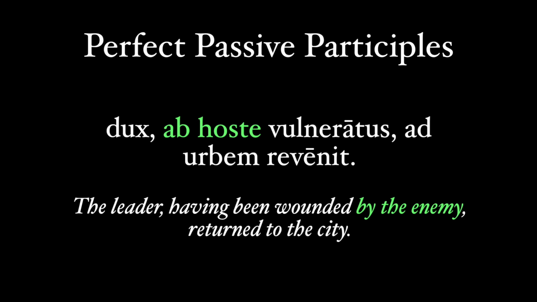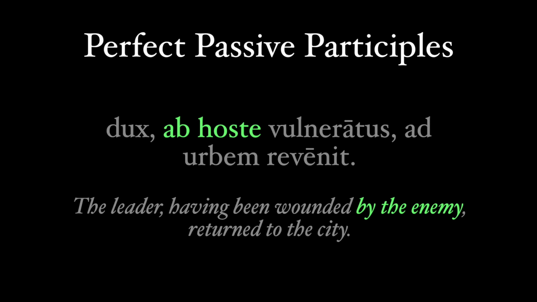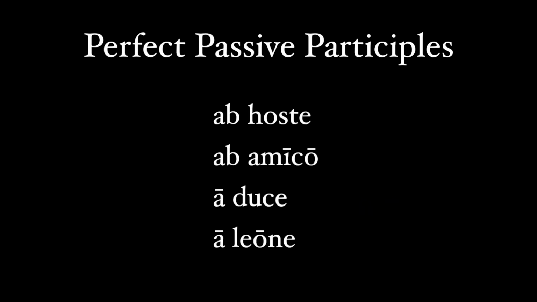Dux ab hoste vulnerātus ad urbem revēnit. Ab hoste, by the enemy. We use ab here because enemy is a person. And so this is an ablative of agent. And by the way, when do we use ab and when a? It comes down to the beginning of the next word.